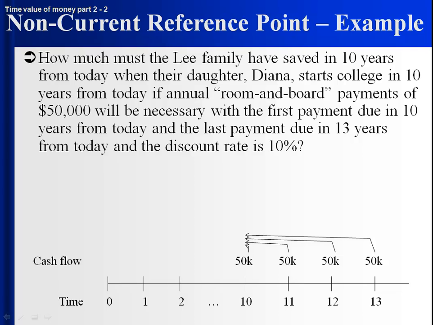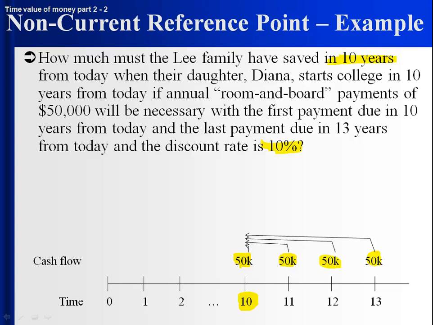How much must the Lee family have saved in 10 years? So we want to know how much they'll have saved in 10 years. Diana's going to start college. Annual room and board payments of $50,000 will be necessary, with the first payment due in 10 years. So in 10 years is the first 50, and the last is in 13. So that means they'll also have payments in 11 and 12, and the discount rate is 10%.